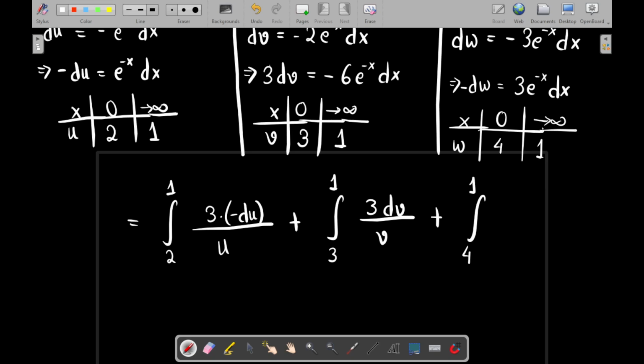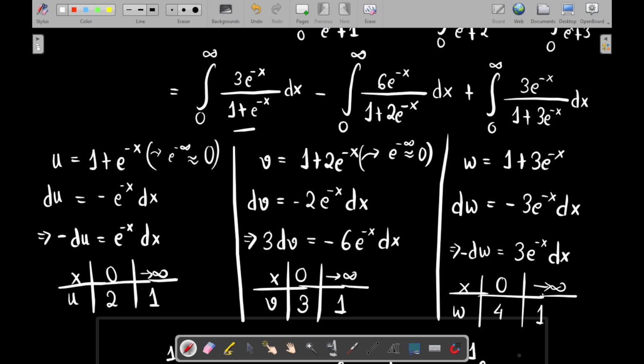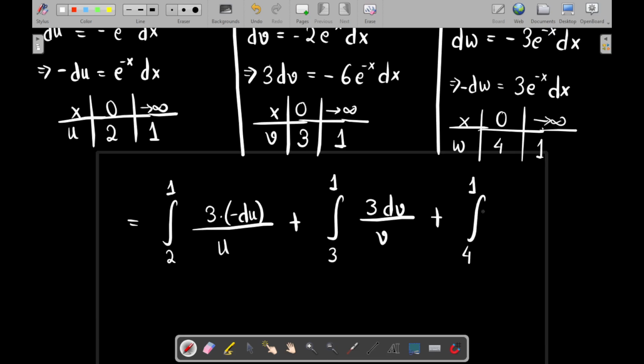And lastly, for the third integral, the limits are from 4 to 1, and in the numerator e to the power minus x dx will be minus dw divided by w, right? Okay, so we have computed this integral now. At least we just need to do the limits here.